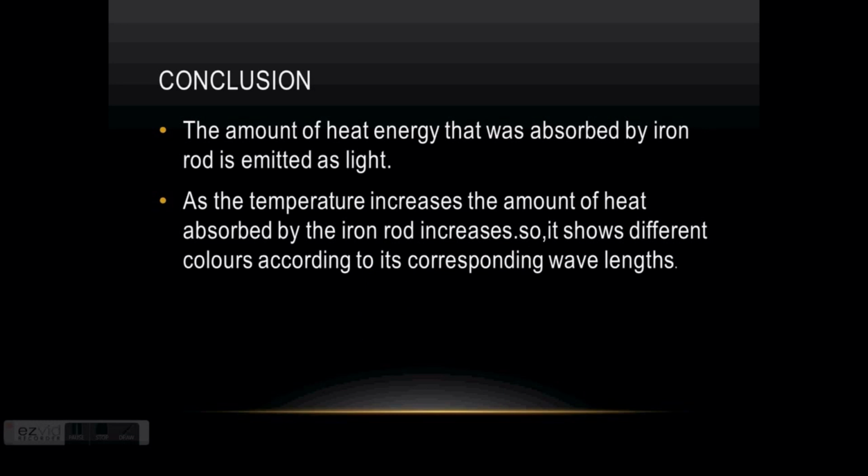And if we heat to more and more temperature, it may turn white also, but it requires a lot of temperature. So what do we conclude from this experiment? We conclude that the amount of heat energy that was absorbed by the iron rod is emitted as light. It means the iron rod absorbs some energy and this energy is emitted as light. As the temperature increases, the amount of heat absorbed by the iron rod also increases, so it shows different colors according to its corresponding wavelengths.